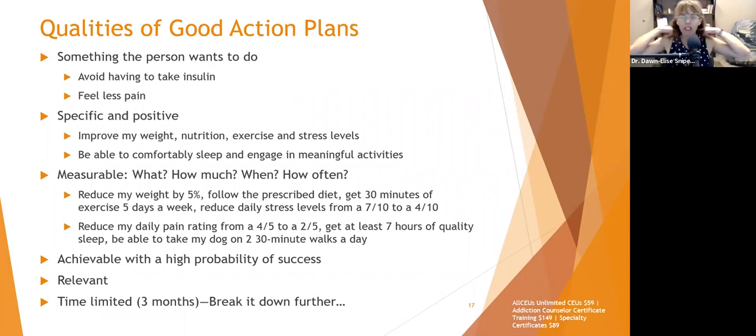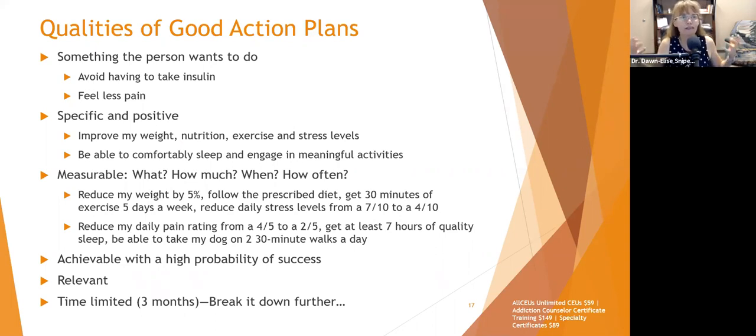Okay. So we need to add in their measurable. How do we know if you've achieved this goal? So the person who wants to avoid having to take insulin may say they want to reduce their weight by 5%, follow the prescribed diet 90% of the time, get 30 minutes of exercise 5 days a week, and reduce daily stress levels from a 7 out of 10 to a 4 out of 10. Those are measurable. For the person that wants to reduce their daily pain rating from a 4 out of 5 to a 2 out of 5, get at least 7 hours of quality sleep, and be able to take their dog on 2 30-minute walks a day.